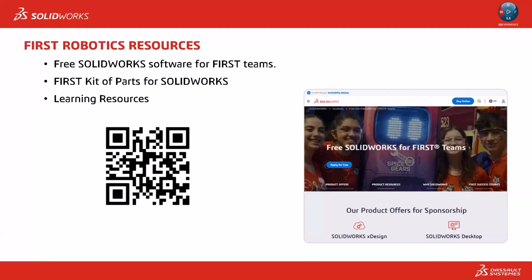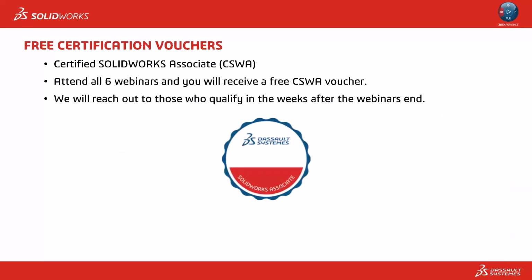And one more thing, if you made it through all six of these webinars, you'll get access to take the CSWA certification exam for free. There are three certification levels for conventional SolidWorks. CSWA is the starting point. CSWP is the next level. And then CSWE shows that you're an expert at SolidWorks. There's also certifications for simulation products as well, which are separate. So make sure to check those out as well.